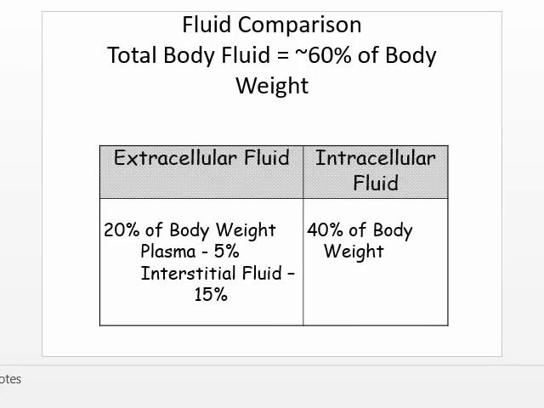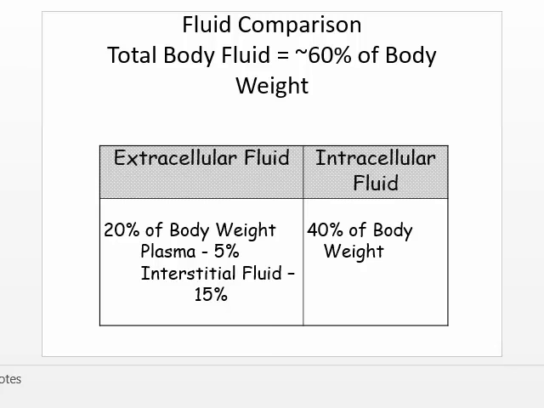So let's review the total fluid comparison, the total body fluid composition. Remember, your body is made up of approximately 60% fluid. Out of that, 20% is extracellular fluid, of which 5% is plasma and interstitial fluid is 15%, and intracellular fluid makes up 40% of the body weight. So both of these combined together make up the total body weight.